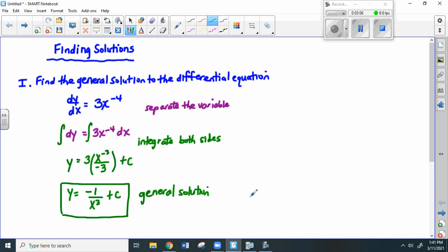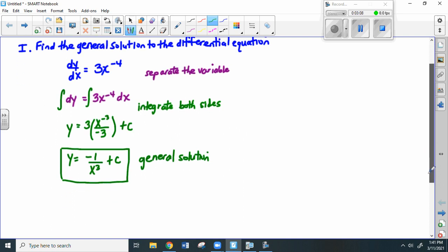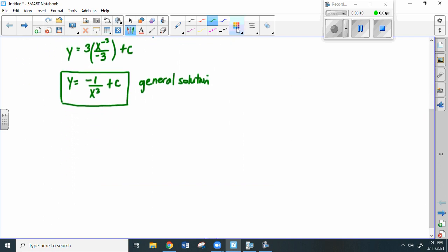Now, the next part we're going to look at is finding the particular solution. You have to be given a little bit more information, but that will allow you to actually solve for c. You will actually be able to find c. So we're going to find the particular solution to the differential equation.